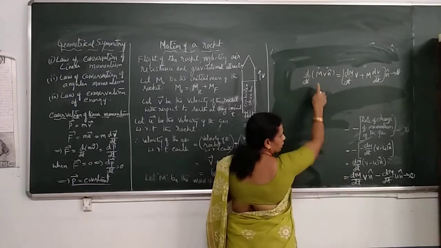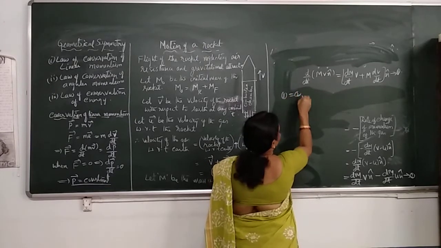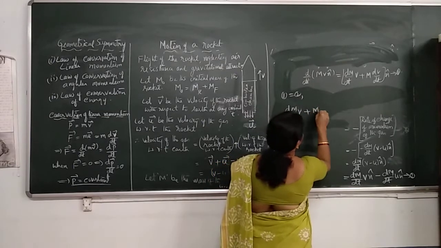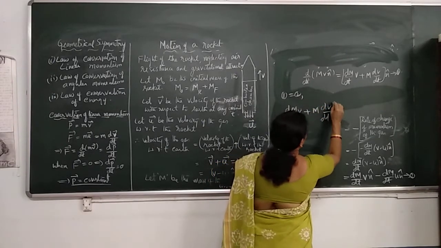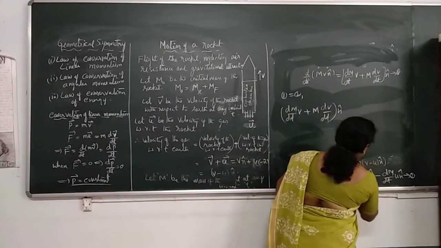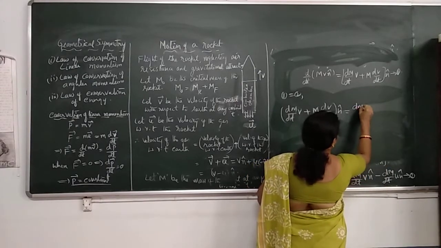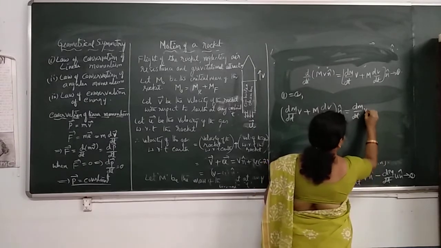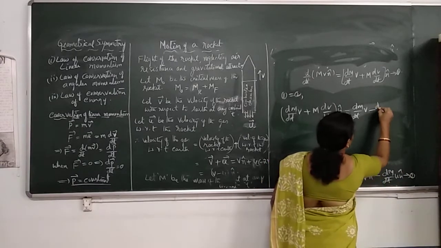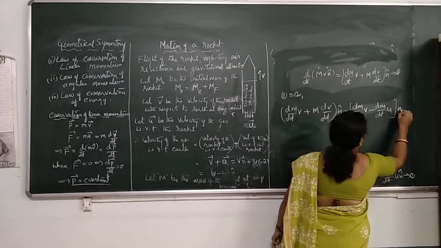Both are rate of change of momentum of the rocket. So 1 is equal to 2. Equating the two, the first one is (dm/dt v plus m dv/dt) n cap, and that is equal to (dm/dt v minus dm/dt u) n cap, with n cap common and kept outside.